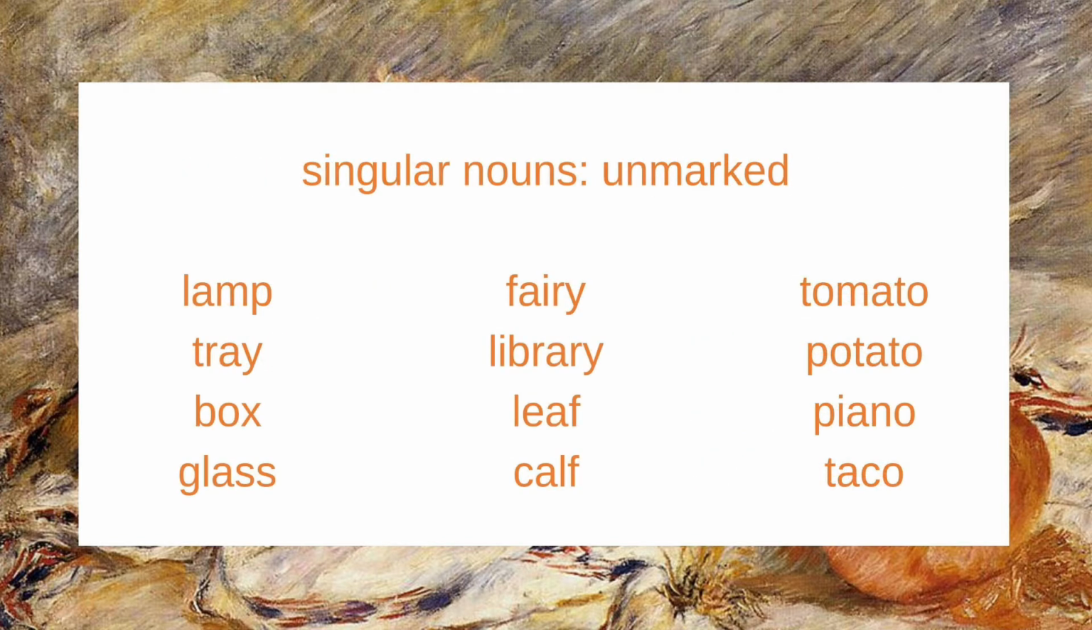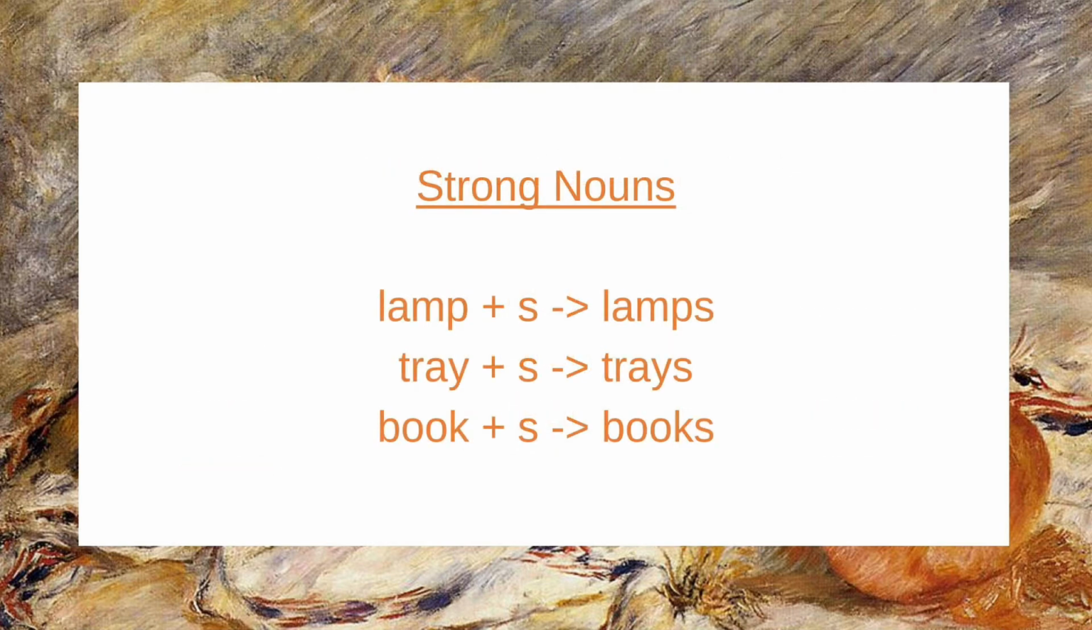Singular nouns are unmarked. Plural nouns are predominantly marked. Markedness refers to the state in which one form is more distinctly identified, marked, in comparison to another, unmarked form. Strong nouns take an S or ES suffix to form the plural. Most nouns take the S suffix. 1 lamp, 2 lamps, 1 tray, 2 trays, 1 book, 2 books.